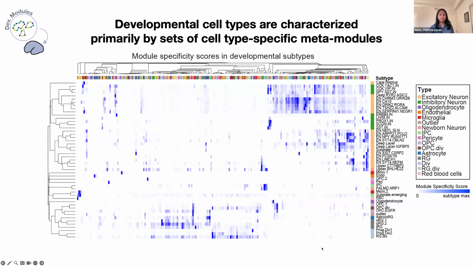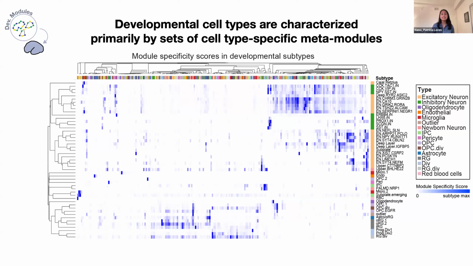Big picture, when I saw this heat map, I saw a lot of blue. And what that means is that developmental subtypes seem to be associated with groups or sets of specific modules. And this is in line with what the field has shown, which is that during development, the distinctions between different subtypes are very subtle, and subtypes exist along a continuum.